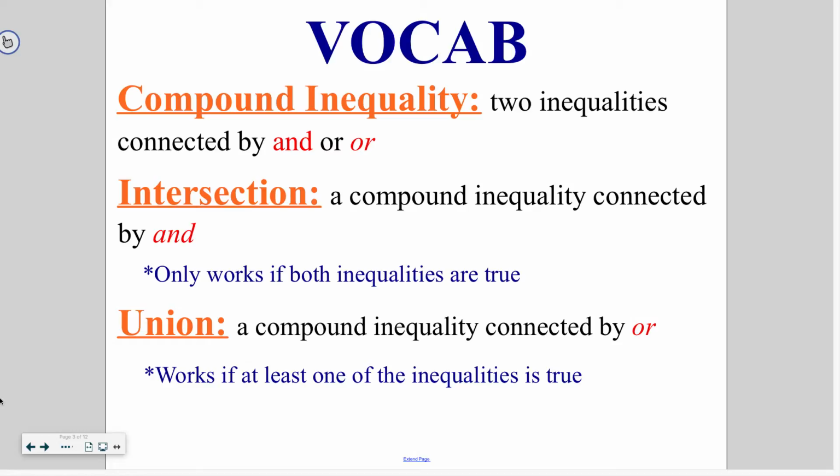The union, on the other hand, is connected by the word "or", and the answers are okay as long as it works for at least one of the problems. It may work for both inequalities, but it only has to work for one.